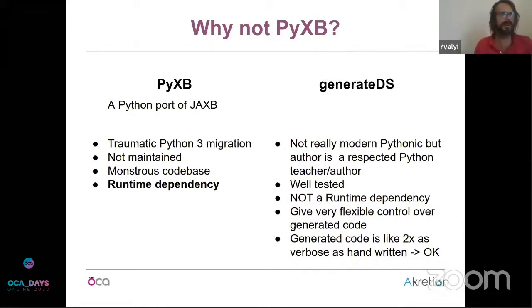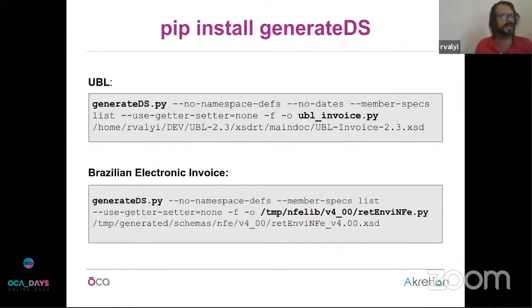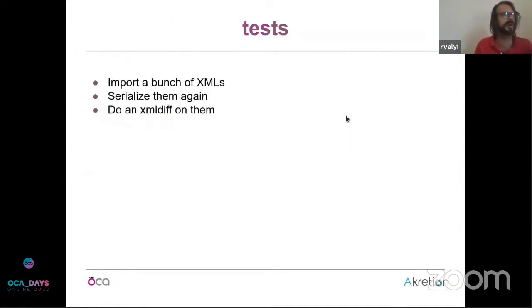Okay. So we selected Generate.js over another tool. I will not go into detail. What you can do, you can install it with pip, and then once you install it, you take as an input your XSD file, like the UBL invoice XSD, or like a Brazilian electronic invoice XSD, and then it will generate the Python file, okay? And you can test it. To test it, it's easy: you import XML and serialize it again, and you check it's the same as the input.